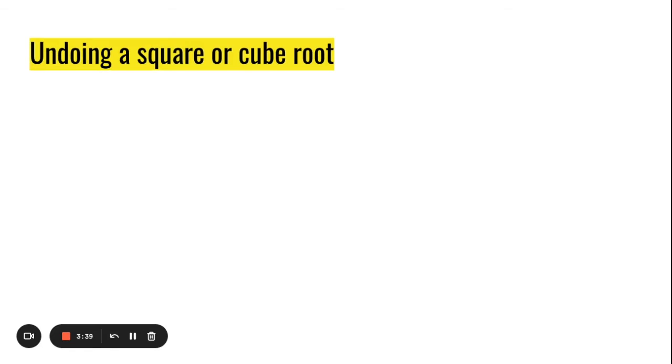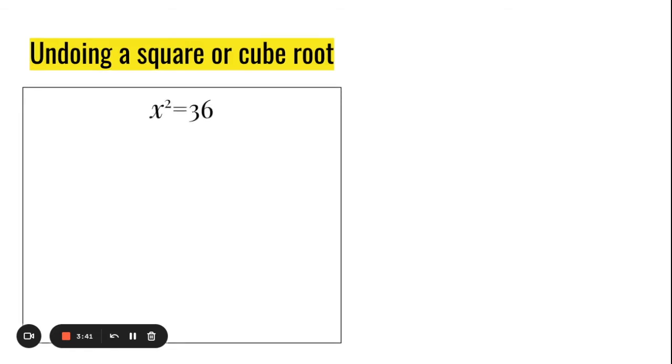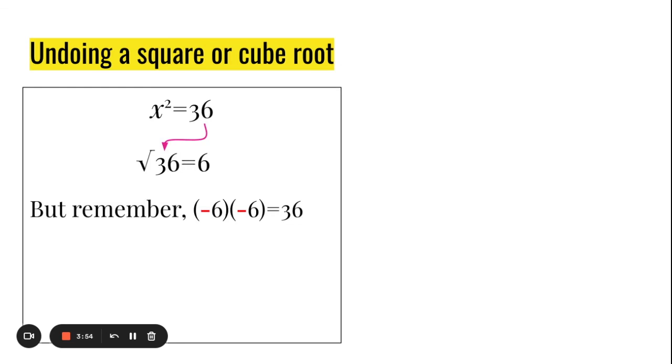To undo a square or cube root, first, so if we had x squared equals 36, if you undo that, you're going to take the square root of your answer, 36, which is 6. However, remember that also negative 6 times negative 6 also equals a positive 36. So in this case, x could be positive 6, or it could be negative 6.